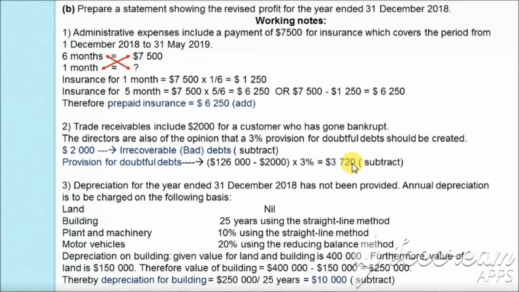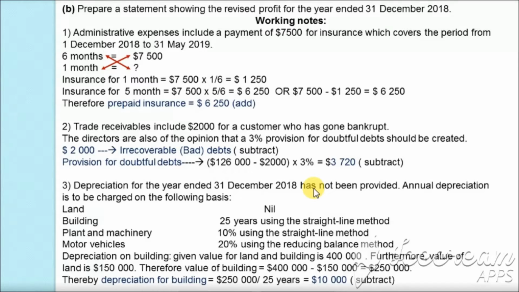For provision for doubtful debts, what we do is we take the increase for the provision and enter it as the expense in the income statement. Here, as we are making the provision for doubtful debts for the first time, hence the total amount will be considered as an expense, and hence the whole amount will be subtracted from the draft profit when we make the revised profit.